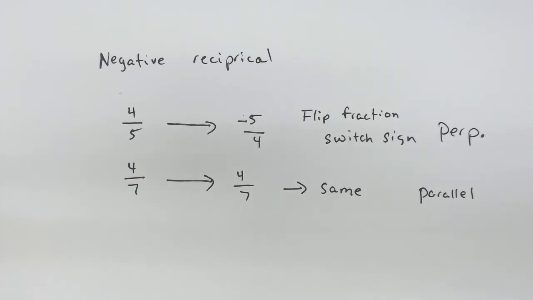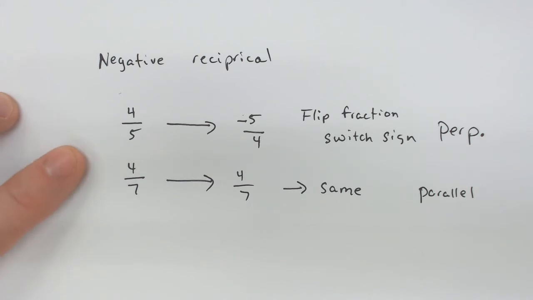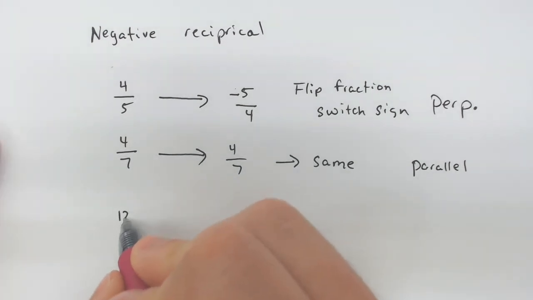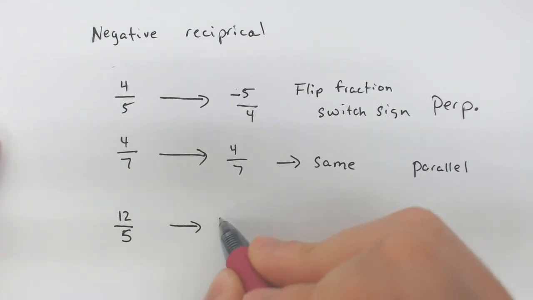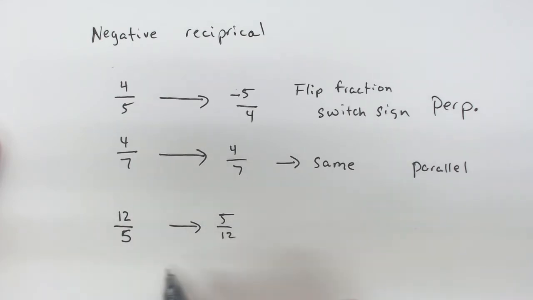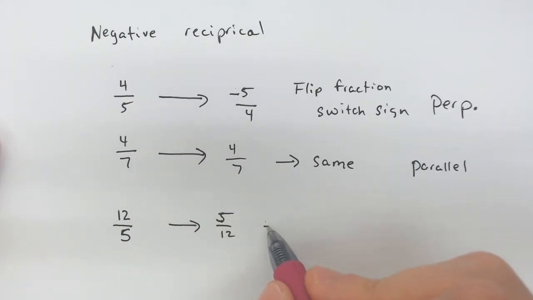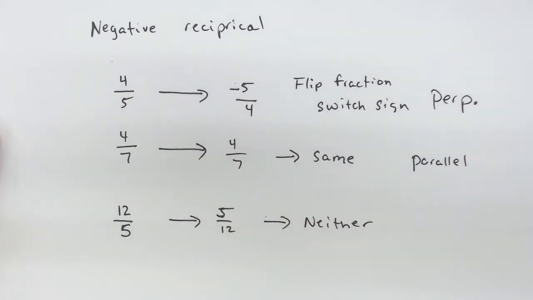If the slopes do anything other than being exactly the same or flipping and switching, then they would be considered neither. So let's say we had 12 over 5, and then over here we had 5 over 12. It flipped, but it did not switch the sign. They are both positive. This would be neither parallel nor perpendicular.